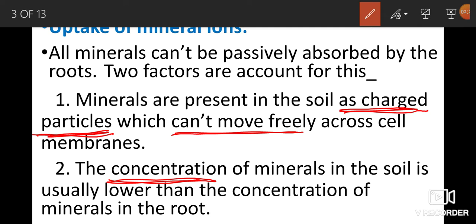So in the second point, we are discussing the concentration of minerals. The concentration of minerals in the soil is usually lower. Soil contains a low mineral concentration, but the root contains a high mineral potential. So for this second reason also, it needs energy to move from soil to the root system.